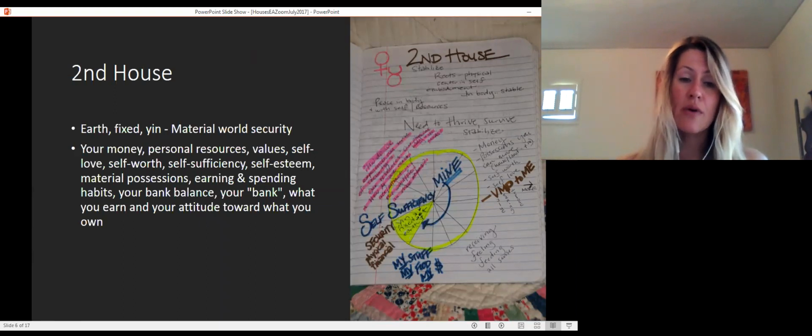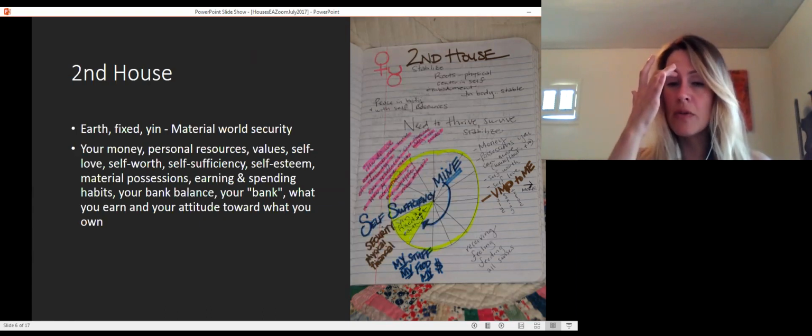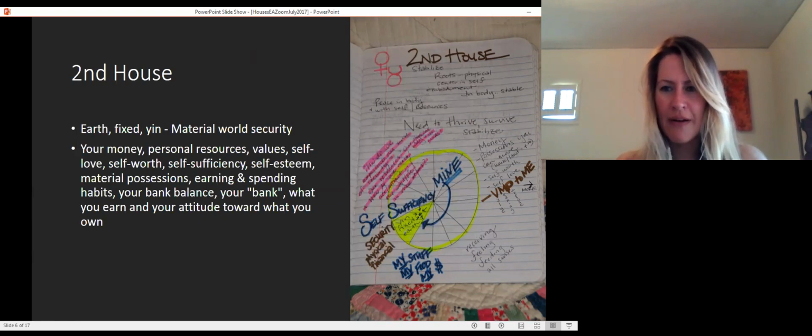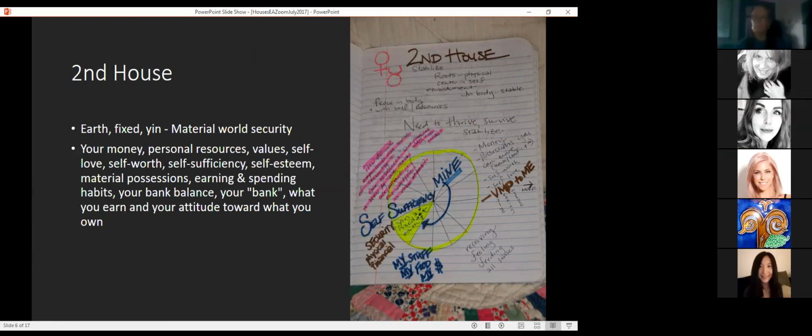But back to the second house, now we're dealing with material world security. This house has a lot to do with your resources, all resources, from your self-worth all the way to your money and your possessions, the things that you own. It's also self-sufficiency, earning and spending habits. So it's your bank balance, and it also shows how you spend your money. If you look at the sign on the second house and the planet that rules it, that will show you where a lot of your money or resources go. That's an interesting thing to look at.